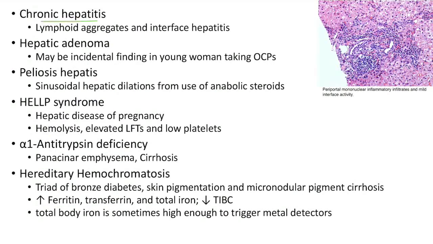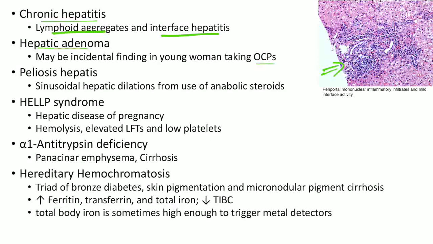Now let us see about chronic hepatitis. In this case, there will be lymphoid aggregates and interface hepatitis. This picture shows histopathology of chronic hepatitis demonstrating lymphoid aggregates. Now let us see about hepatic adenoma. It is asymptomatic and it may be an incidental finding in young women taking oral contraceptive pills.